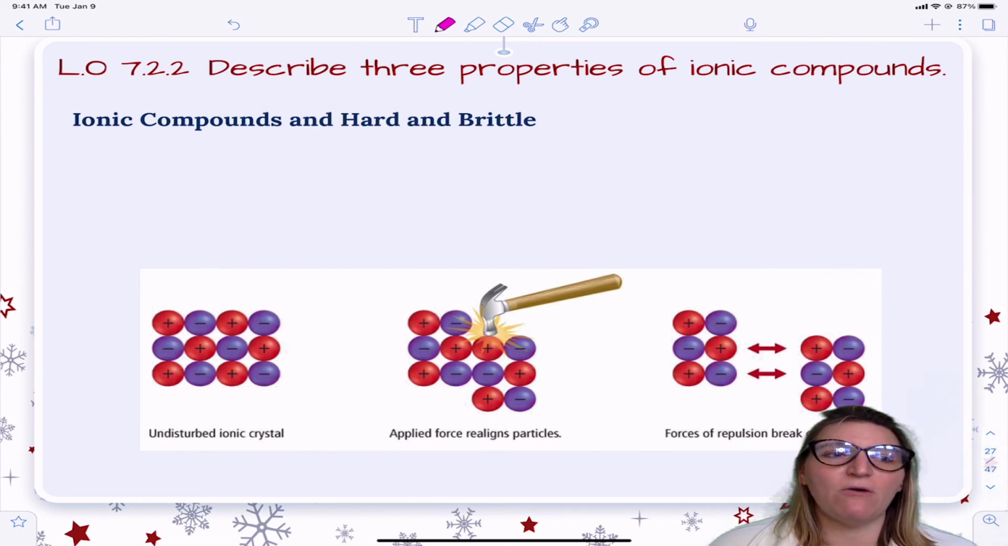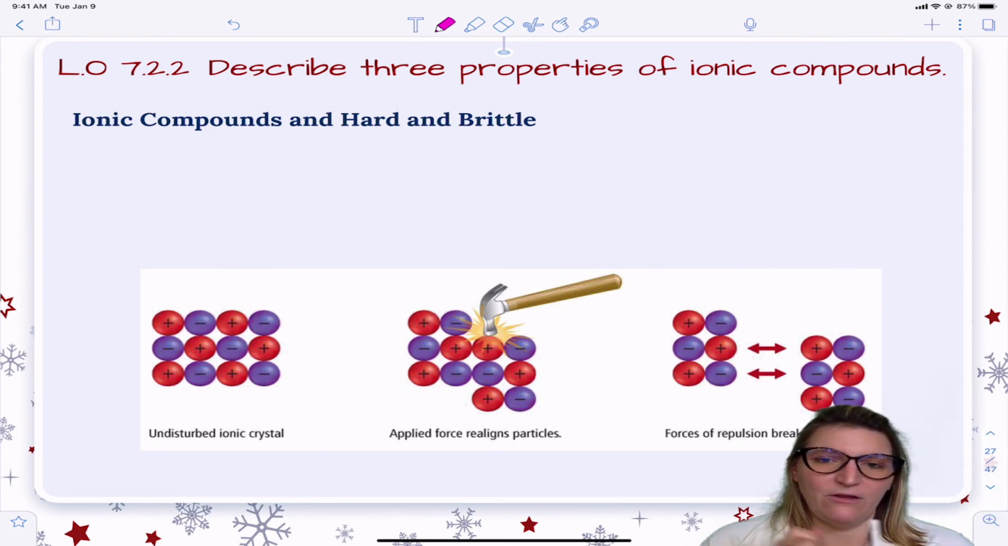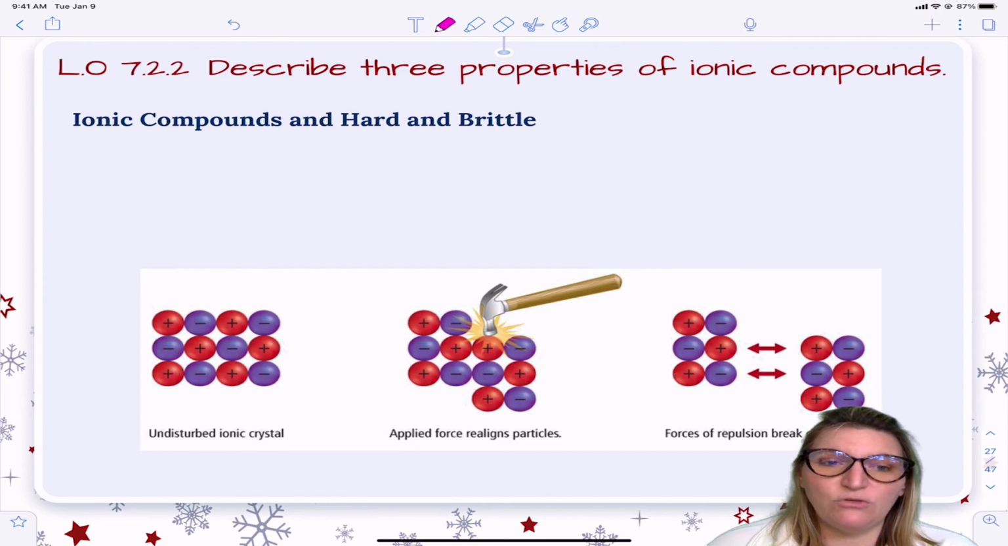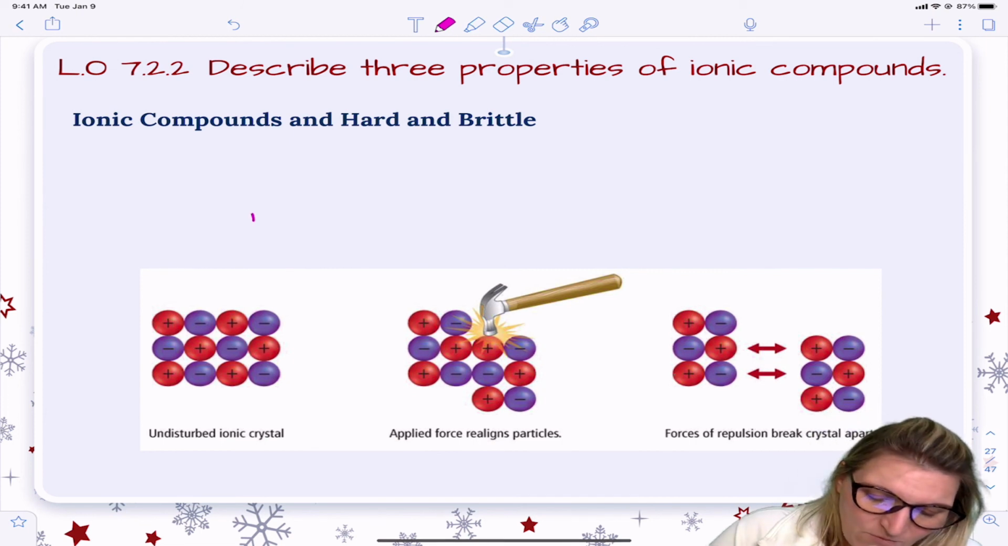When we were talking about the properties of metals, if we hit a metal with a hammer, we would see that the metal flattens out. And that is due to the specific structure of what's going on in a metal.